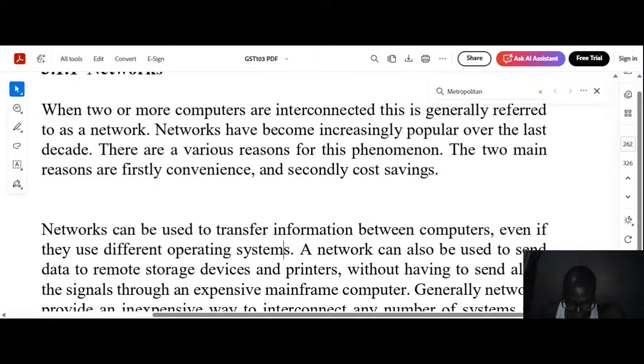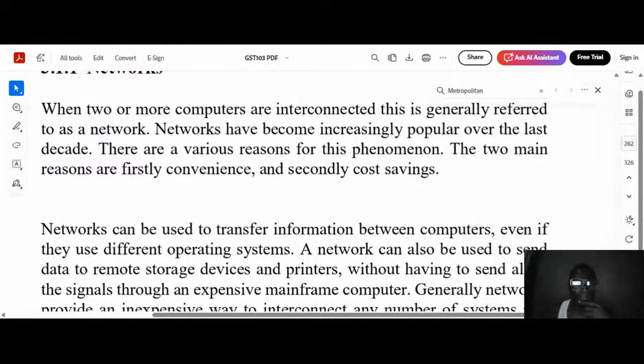Okay, according to Dora, a network is a group of connected computers or devices that can communicate and share resources like files, internet, printers, and the rest. Thank you. That makes sense. You're already on your way. So we have metropolitan area network.